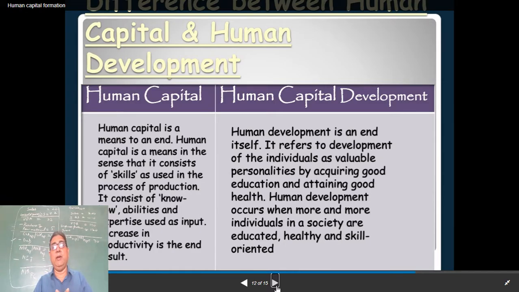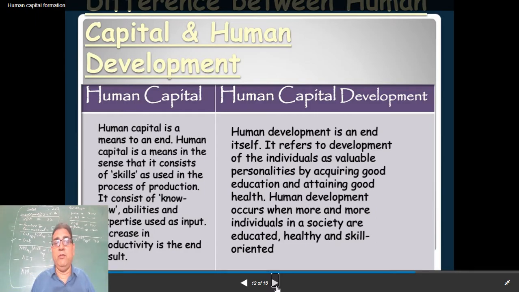So, capital and human capital development is the next topic we are going to discuss. Human capital is a means to an end. It is a means in the sense that it consists of skills used in the process of production. It consists of know-how, abilities, and expertise used as input. Increase in productivity is the end result. Human development is an end in itself.